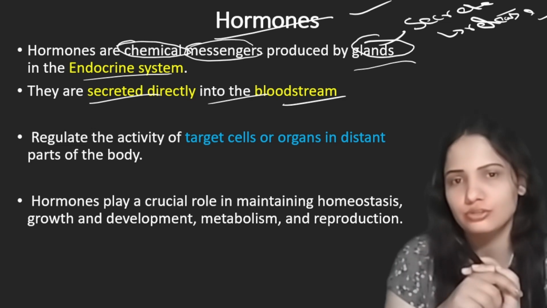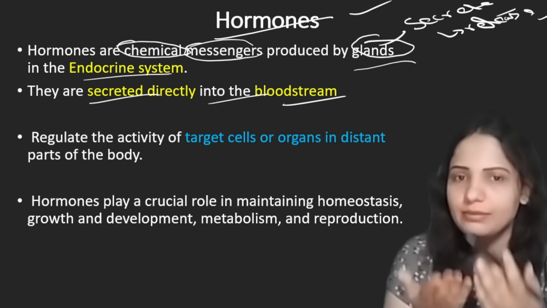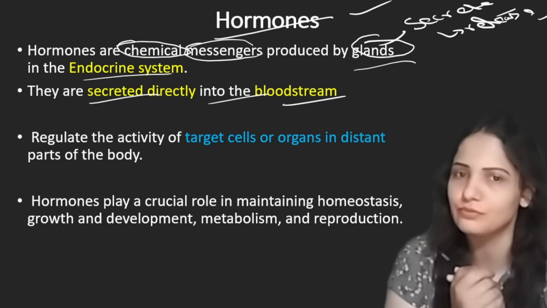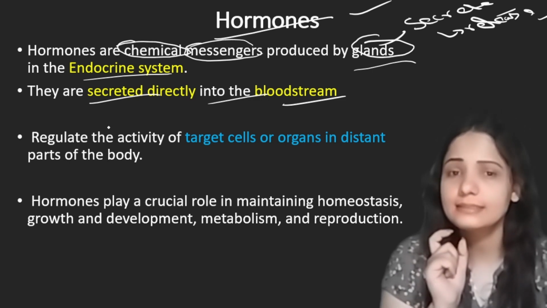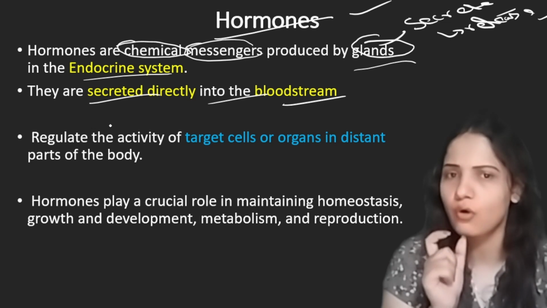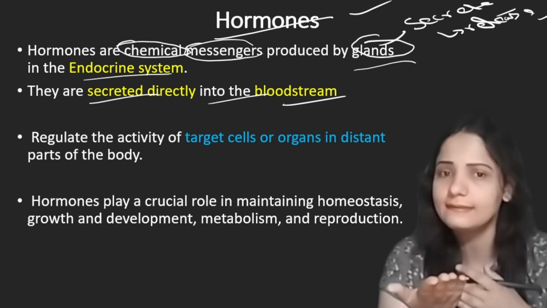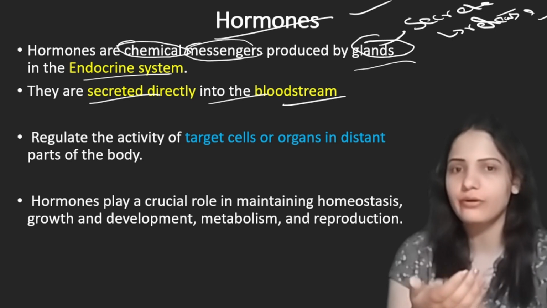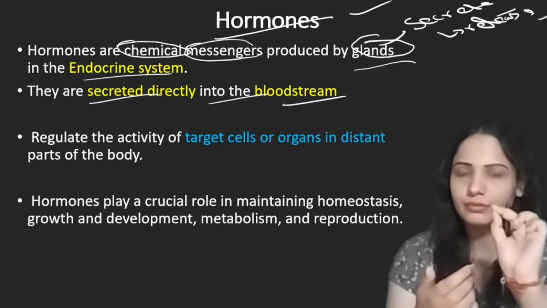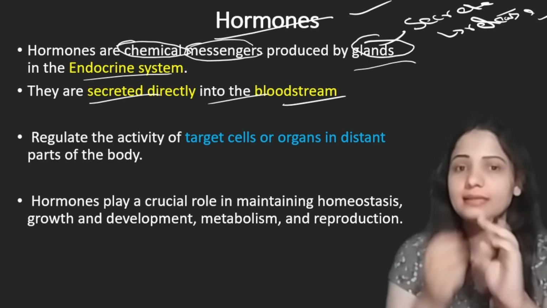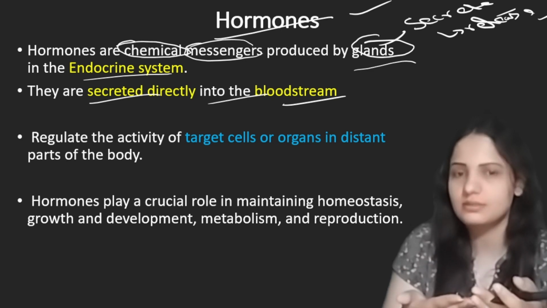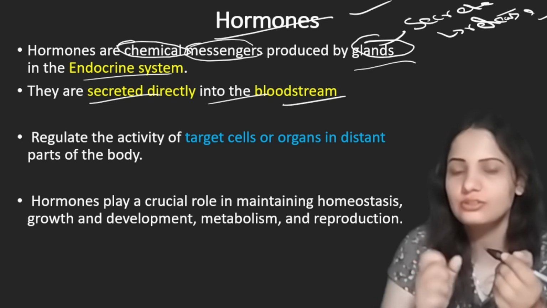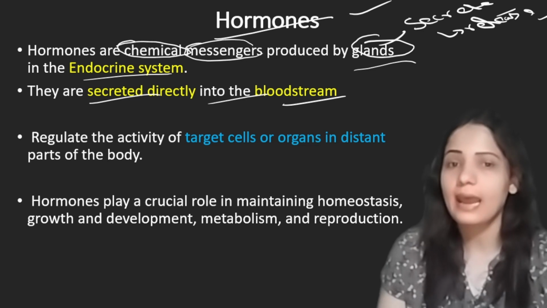Hormones are the secretion of endocrine glands. The chemical substances which are secreted by endocrine glands are the hormones. The secretion of endocrine glands, which is hormone, is directly secreted into the bloodstream. They don't have any kind of duct, any kind of tube for their secretion. They secrete their chemical substances, hormones, directly into the bloodstream. This is the logic behind endocrine glands.